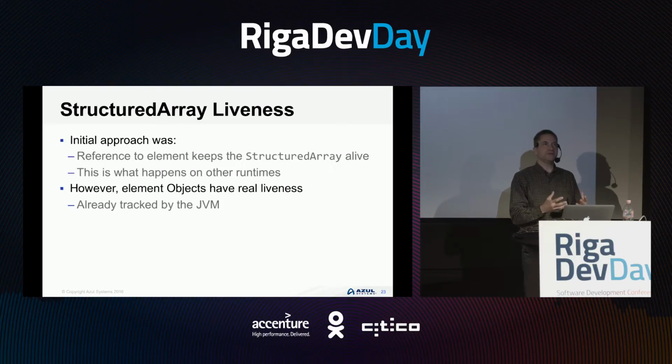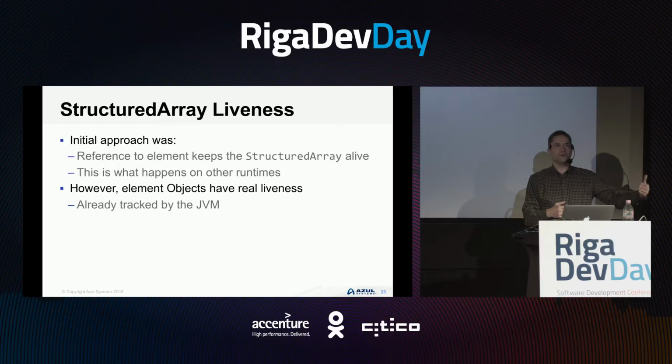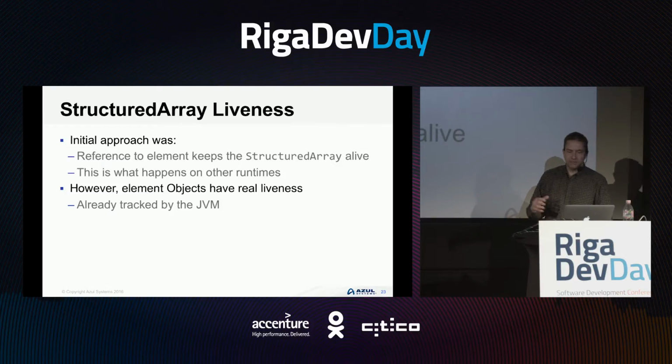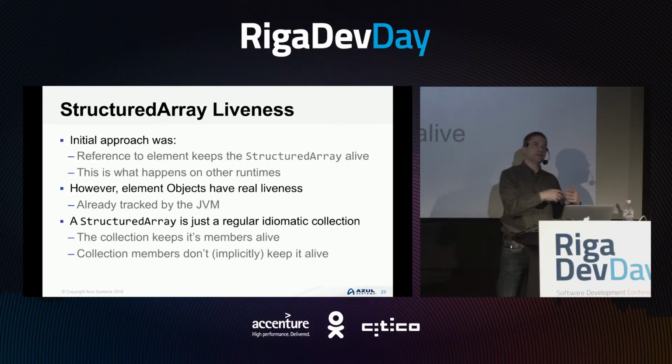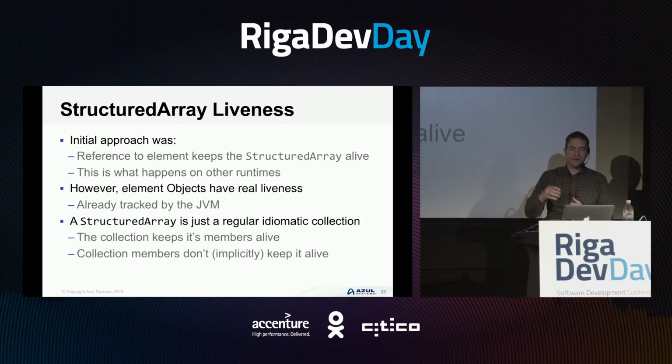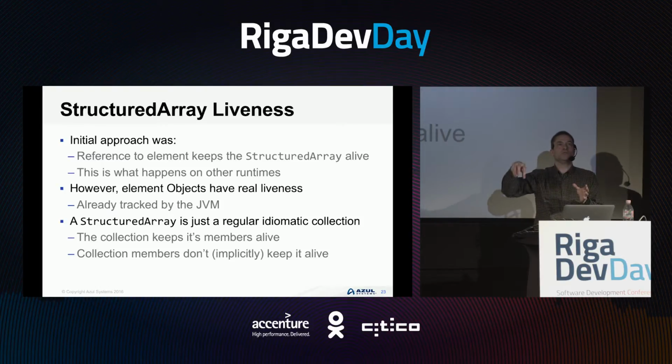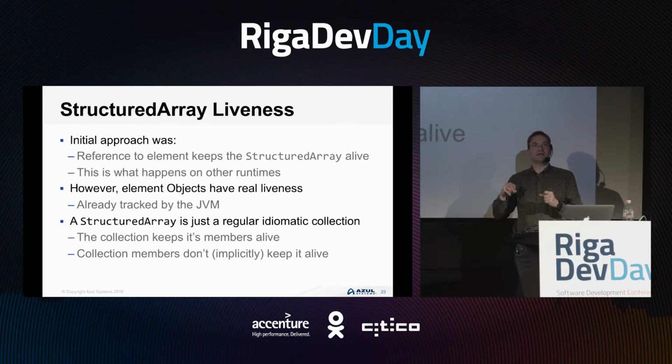It's already tracked by the JVM. The JVM knows what objects are referenceable, what objects are no longer referenced, and that's how the garbage collector works. And if you think about it, a structured array is just like a regular collection. It's like a list, like an array list, and has the same kind of properties. Certainly if you've got an array list, and you've got references to objects in that array list, then if you no longer have a reference to the array list itself, that can be garbage collected. But the objects which you still have references to from other places don't need to be garbage collected.